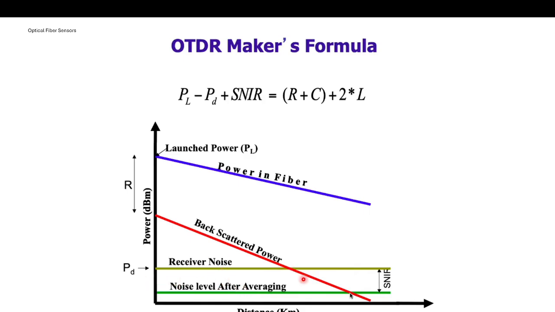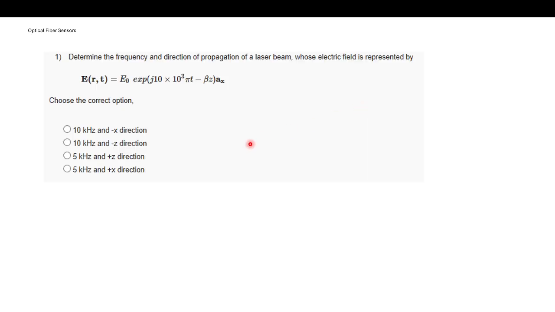But it can be enhanced by implementing accumulation and averaging. After averaging, the noise level goes down, and that's called the SNR. And the 2L will be from the backscatter power from 0 to the noise level of averaging. Okay, this is the 2L level. So these things we have already discussed.